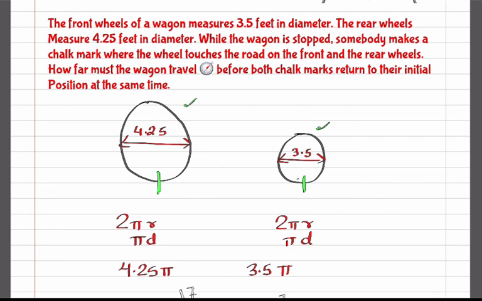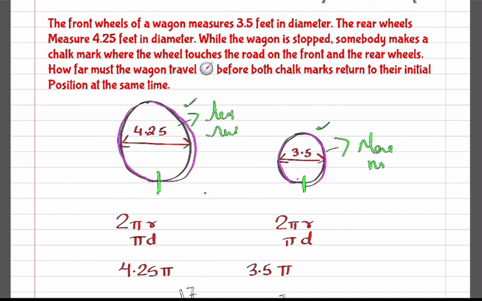Okay, so now this wagon is traveling. When will it happen that this chalk mark will again hit the ground at the same time? So what is he asking me? If you can see, this will have more revolutions, right? Because it is smaller. This will have less revolutions because it is bigger. When will they hit the ground again at the same mark? When they have to cover this distance, they will hit the ground again at the same time.